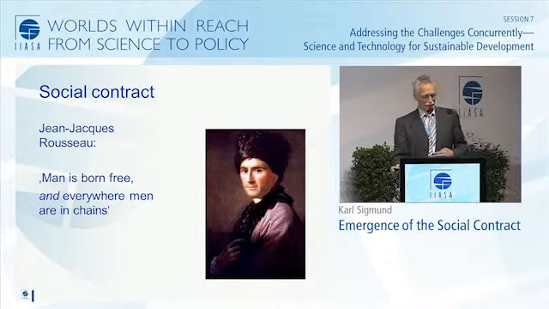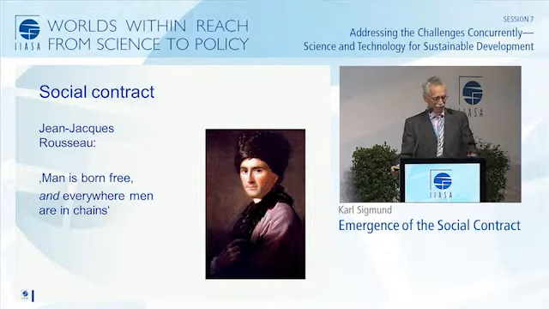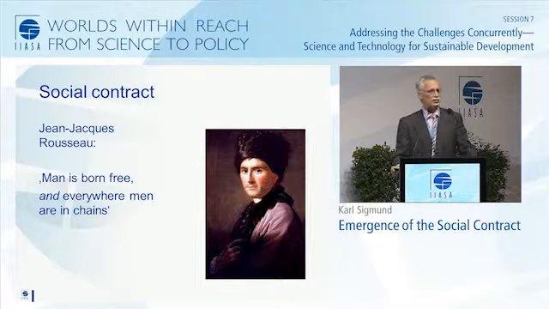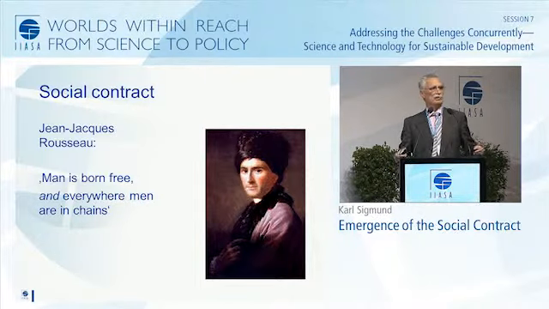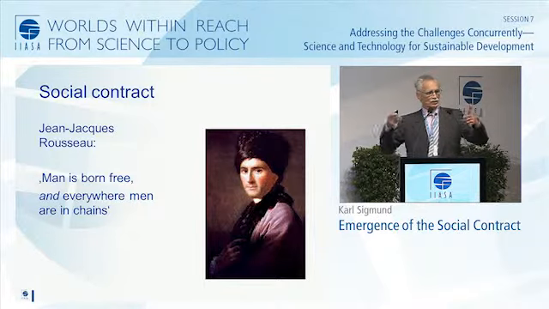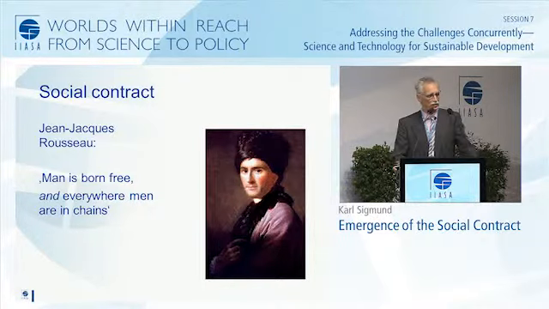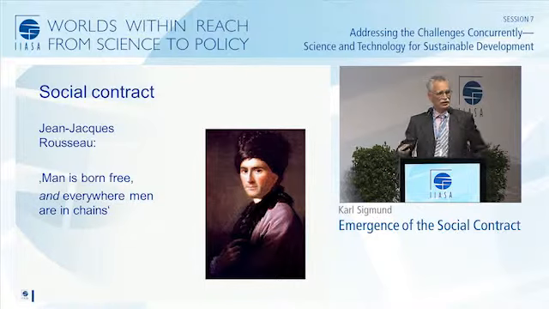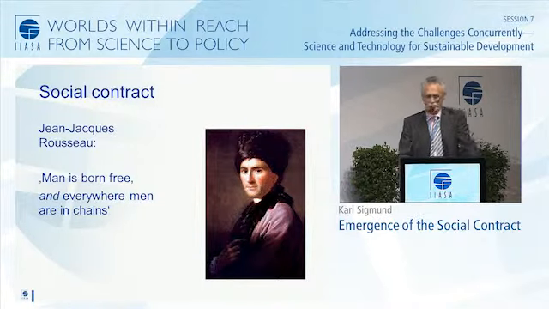Jean-Jacques Rousseau famously said, man is born free and everywhere men are in chains. This is often mistranslated as but everywhere men are in chains, as if the two half sentences were in opposition, but this need not be the case. It may be precisely because men can decide freely that they can fruitfully engage in coercing themselves to cooperation.